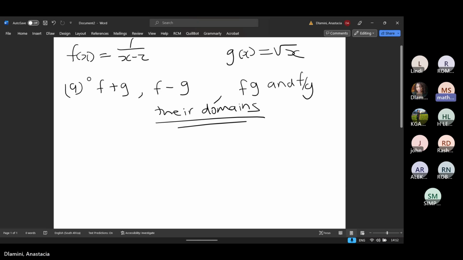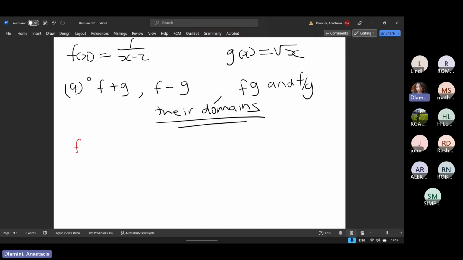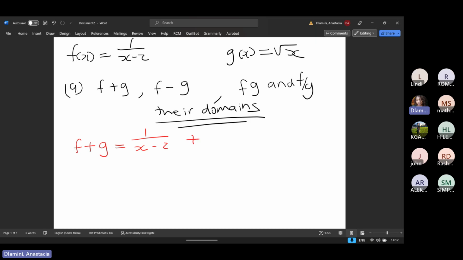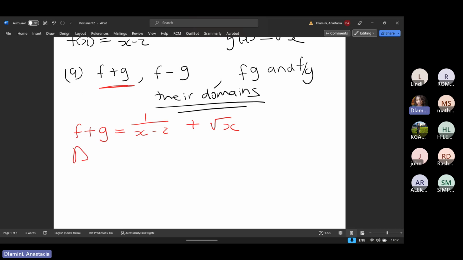Let's look at f plus g. We know that f plus g is 1 over x minus 2 plus the square root of x. Because they want us to find f plus g, we're just adding the two functions. So what will be the domain of f plus g?